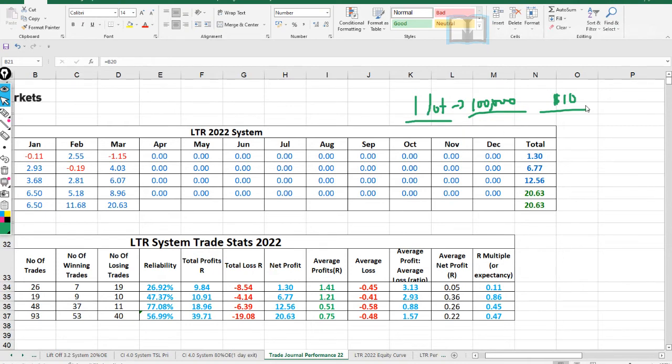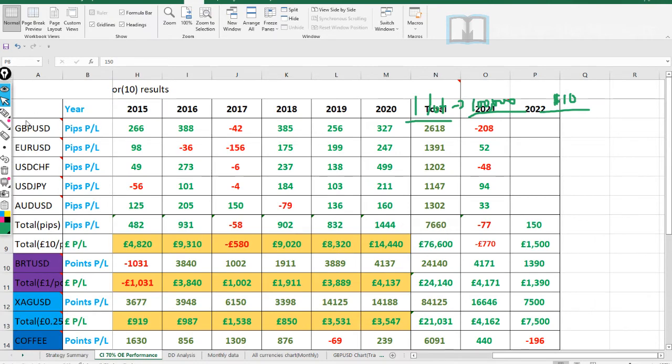If I were to do this type of risk management, which is a standard position size across all different instruments, then the results will look something like this. Let me share that with you. As you can see over here, in terms of a standard position size, which I just explained, if you just take a look at the currencies, the total over here for 2022 would be 150 pips net profit, and at one lot, which is $10 a pip, as I explained just now, that will be £1,500 so far for these 3 months.